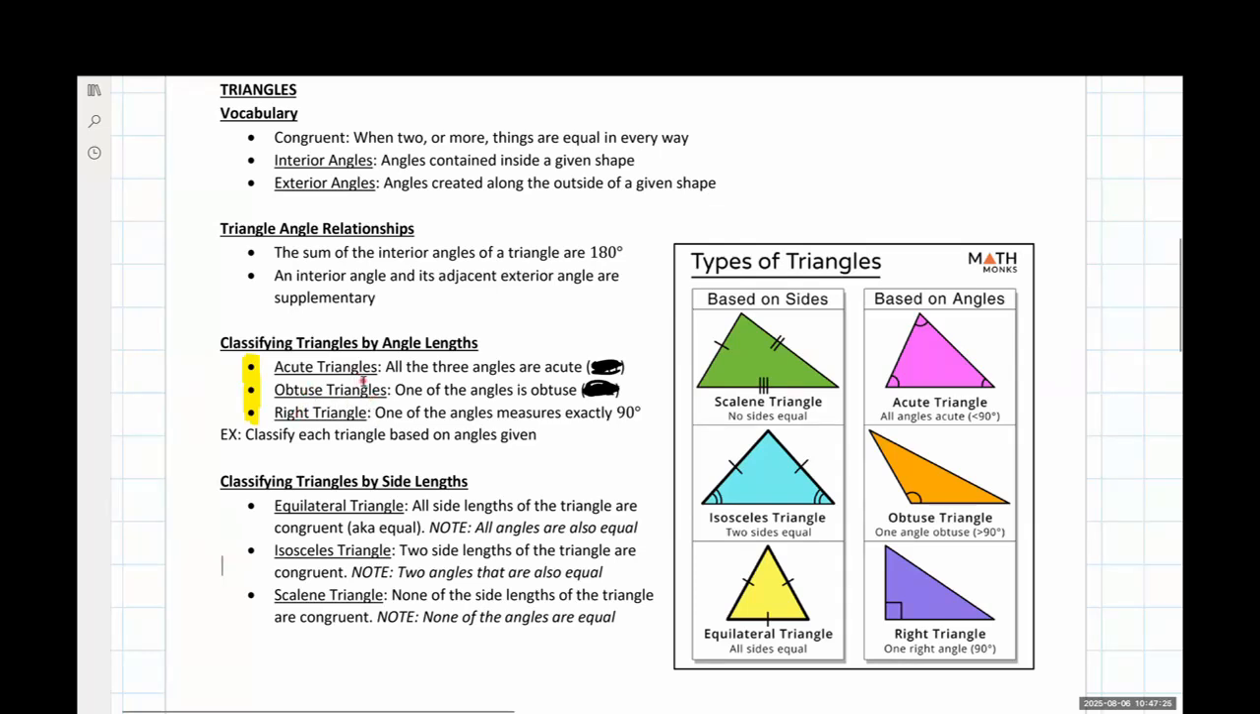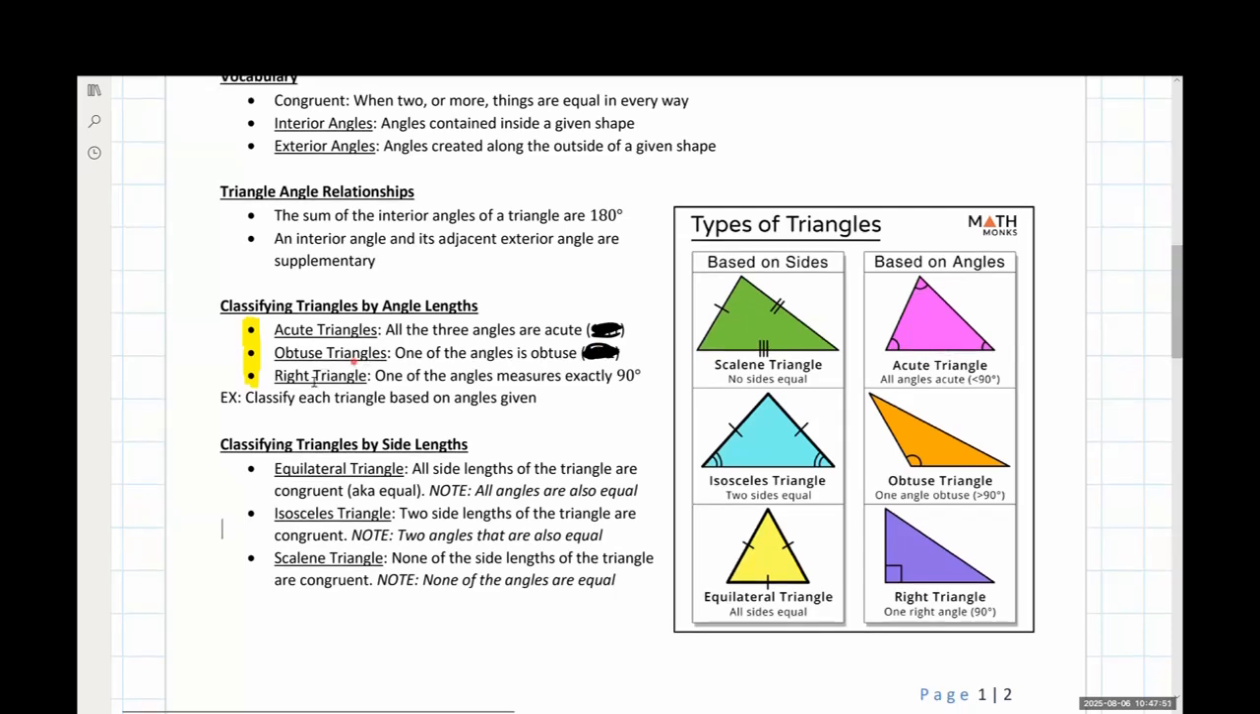So acute triangles are all of angles that are acute, meaning everything is less than 90 degrees. We have obtuse triangles, which means that one of the angles is obtuse. So one angle is greater than 90 degrees. We don't care about what the other ones are. We just care that one is greater than 90 degrees. And then our last one that we have is for right triangles. And this tells us that exactly one of the angles is exactly 90 degrees.